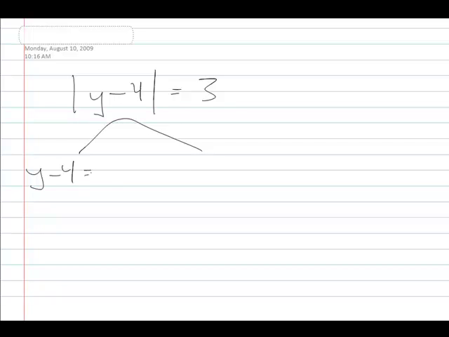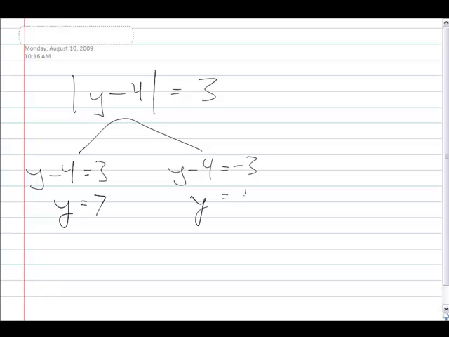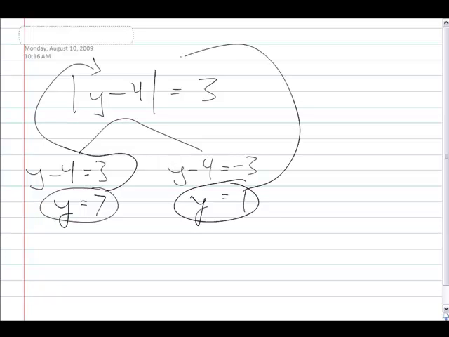So let's do another one like that. Let's say we have the absolute value of y minus 4 equals 3. So we're going to split this into two different equations. y minus 4 equals 3, and y minus 4 equals -3. So then we get y equals 7, and y equals 1. So we have two different solutions. And if you plug either one of them into the original equation, you will get the correct answer.